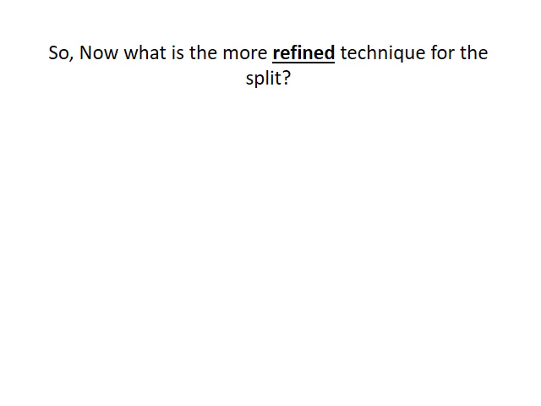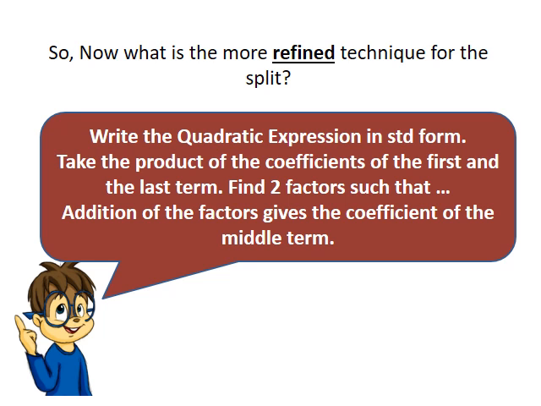So now, what is a more refined technique for the split? You'd say write the quadratic expression in standard form. So this is the new thing which has come in, because we knew that there was a constant term in our previous examples, but now since the constant term is no longer there, we cannot say that multiply the constant term with the coefficient of x square and so on.